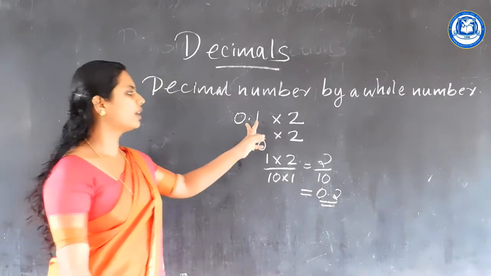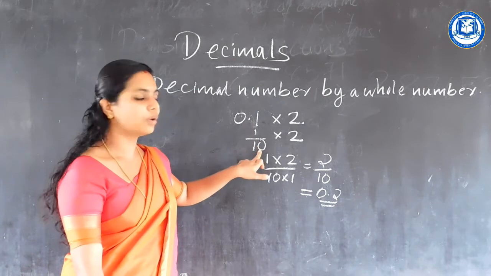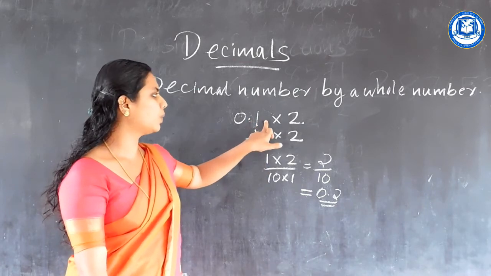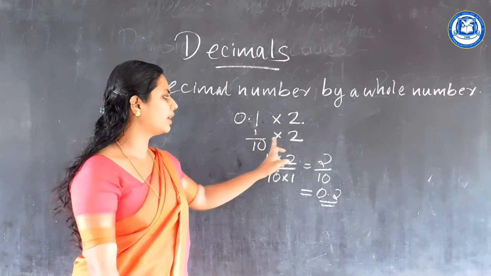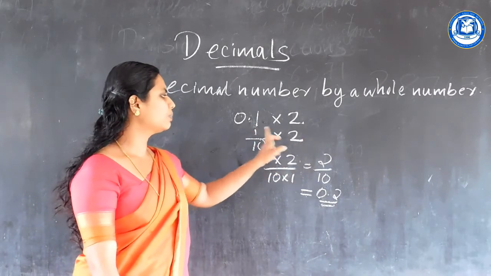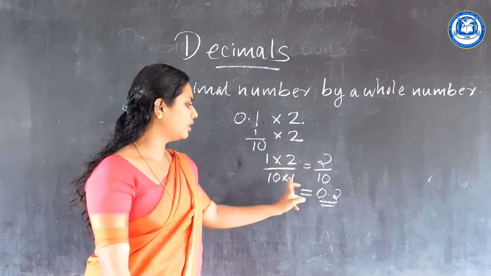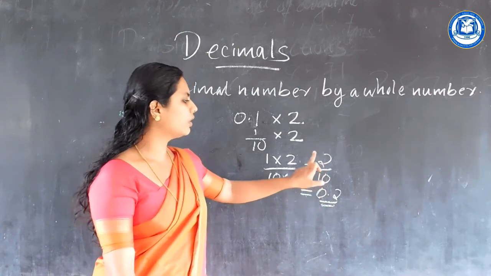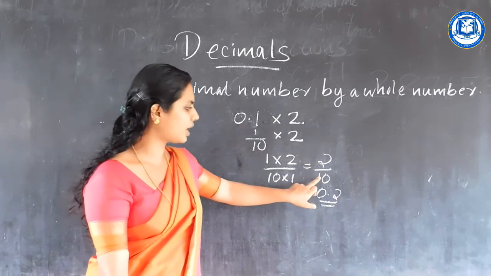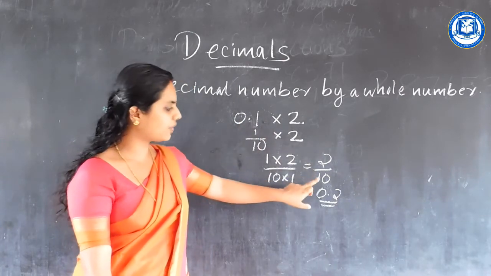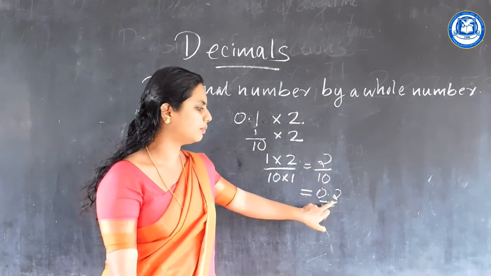So when we are multiplying 0.1 into 2, first we change 0.1 into a fraction. Here after the point only one number, so our denominator will be 10. So the question changes into 1 by 10 into 2. Now we multiply the numerator and then the denominator. So 1 into 2 and 10 into 1. So 2 by 10. Now we got the answer in fraction, but the question is in decimal number. So we must change this fraction into a decimal number. Here the denominator is 10, so after the point there must be only one number.